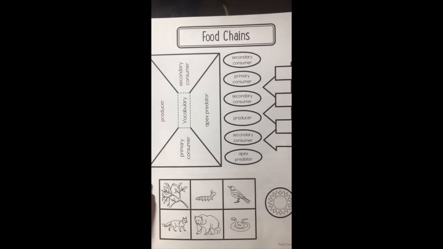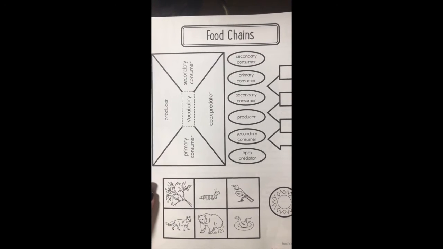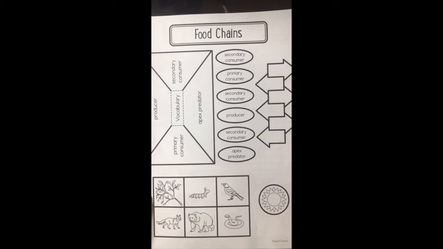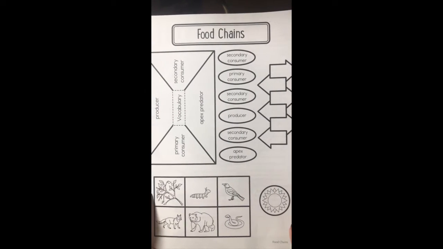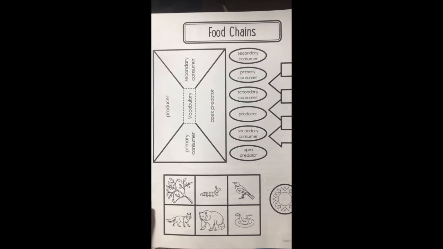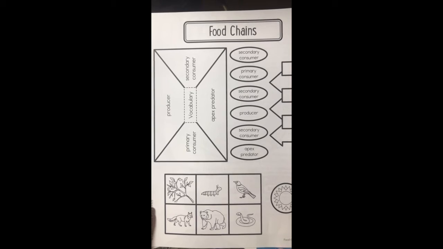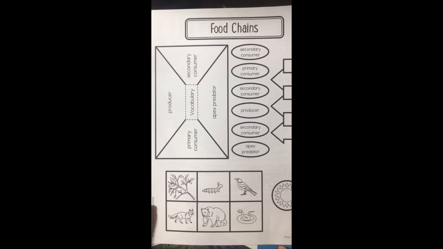So, yesterday we had to sort our animals, and today we're going to sort them by food chain. Yesterday we decided what form they are, what kind, whether they're producers, consumers, or decomposers. Today we're going to list them and sort them according to their place in the food chain.